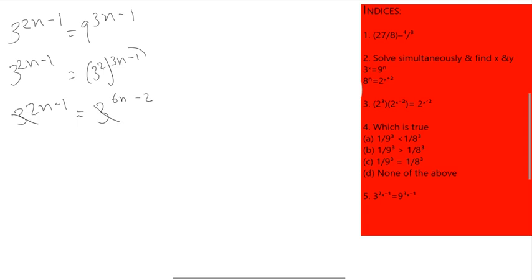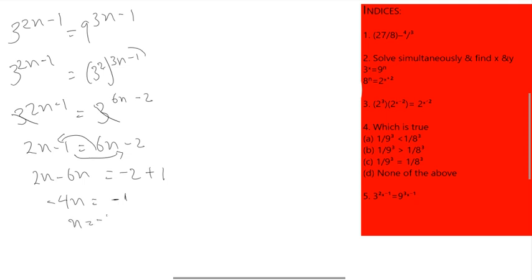Now the bases can cancel out. So we have 2x minus 1 is equal to 6x minus 2. This 6x will come here, so we have 2x minus 6x. This minus 1 will come here, is equal to minus 2 plus 1. So here we have minus 4x is equal to minus 1. And x is equal to 1 over 4.